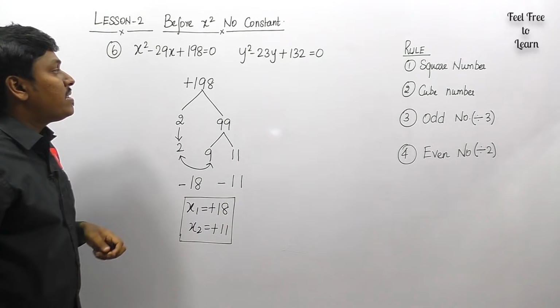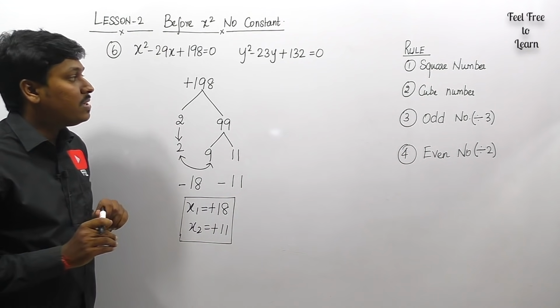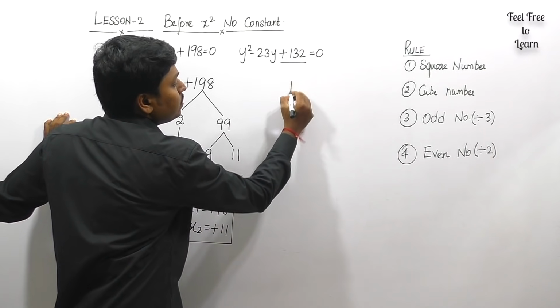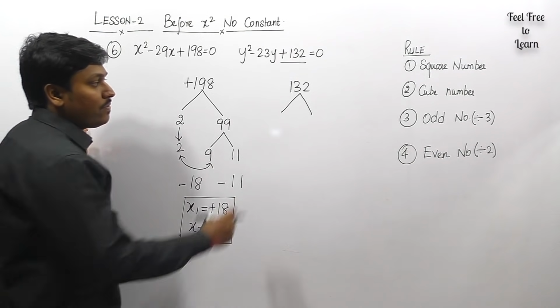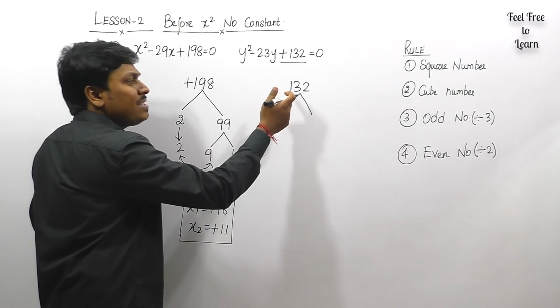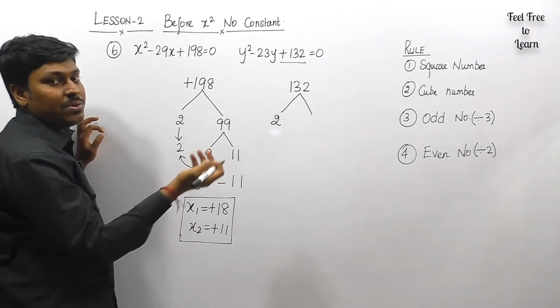So the second expression is y square minus 23y plus 132 is equal to 0. So friends, here it is 132. So again it's an even number, so it falls on rule number 4. If it is an even number, divide by 2. Similarly, if it is an odd number, what is the rule? We need to divide by 3.